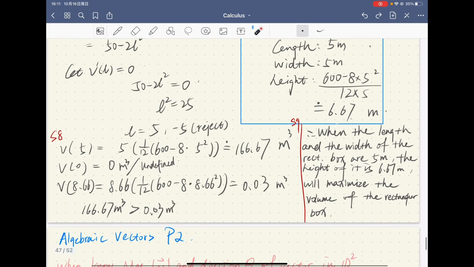For step 9, the last step, here is my final conclusion: when the length and width of the rectangular box are 5 meters and the height is 6.67 meters, these dimensions will maximize the volume of the rectangular box.